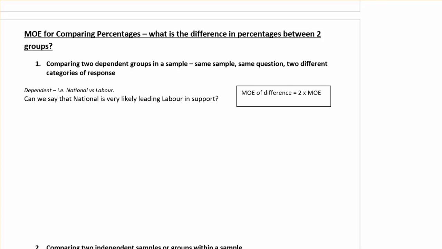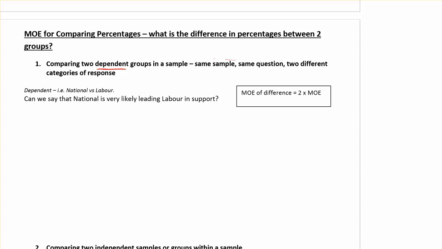Okay, now we're going to look at the margin of error when we're comparing percentages. For example, a percentage voting National with the percentage voting Labour. What's the difference in the percentages between the two groups? Do they overlap? Can we say that one is almost certainly going to get more of the vote than the other one? We start off by comparing two dependent groups in a sample.